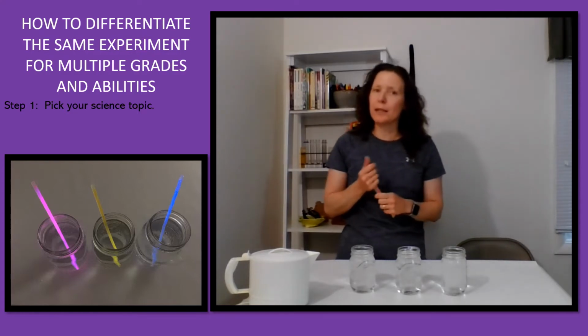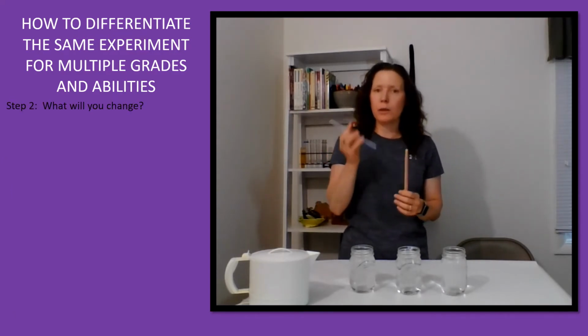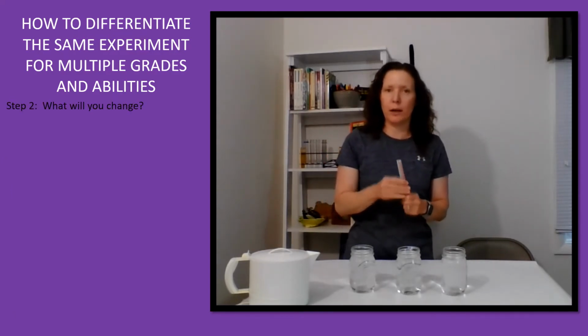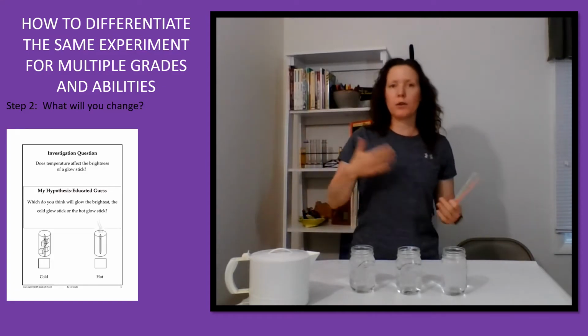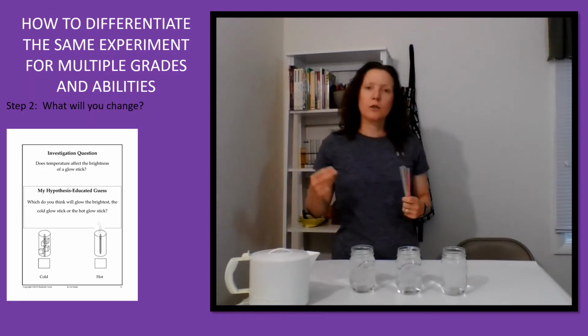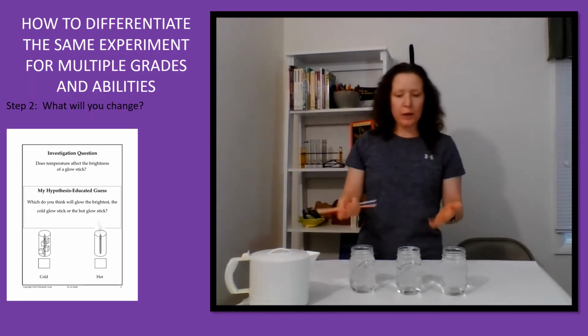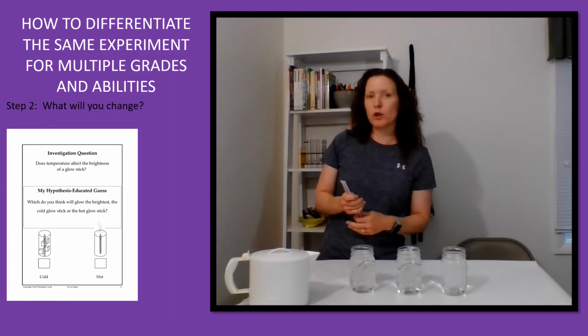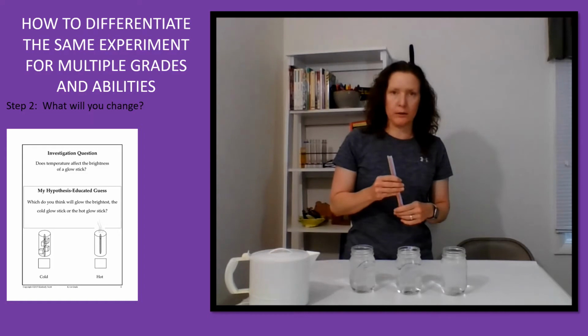Then I get to step 2 and I say, okay, well, I know I don't just want to hand them a glow stick. I don't want it to just be a demonstration where we crack it and we look at it and we talk about it. I want to change something and I want to measure the effects of that change. So step 2, I'm going to come up with what I'm going to change. So here I've decided I'm going to change the temperature of the water because I know that's going to change how bright these glow sticks are.